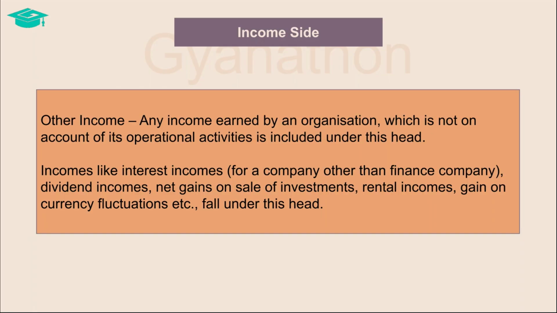The second item under the income side is other income. This includes all the incomes earned by the organization which is not on account of the operational activities of the organization. So this head consists of all the miscellaneous non-operational incomes. It includes incomes like interest income for companies other than finance companies, dividend incomes, net gains on sale of investments, rental incomes, gain on currency fluctuations, etc.